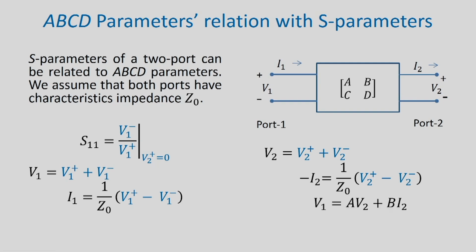And we have V1 from this two port equal to A V2 plus B I2. So, when V2 plus equal to 0, we have V2 is V2 minus and I2 will become V2 minus divided by Z0.